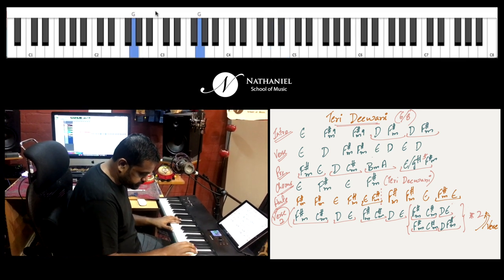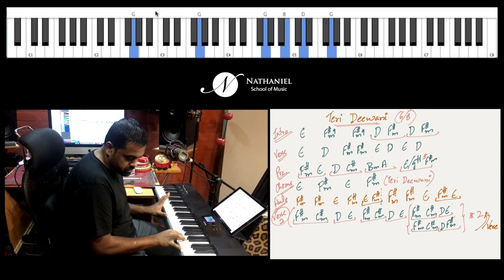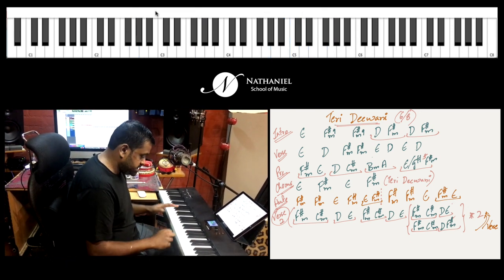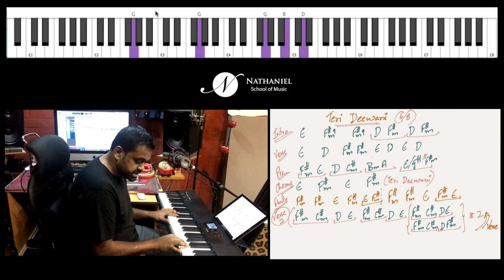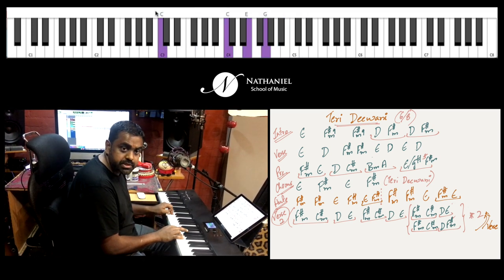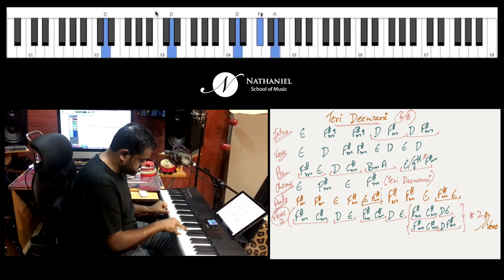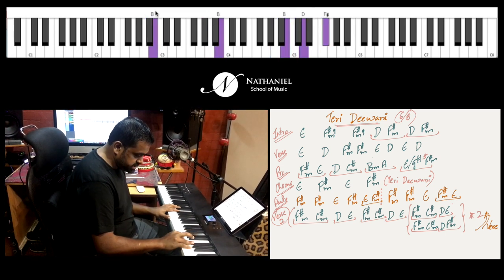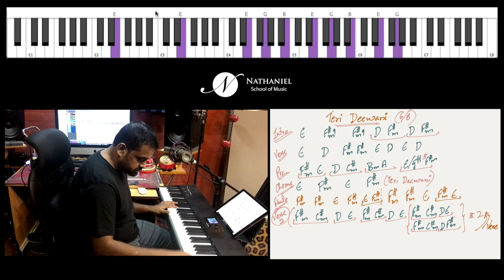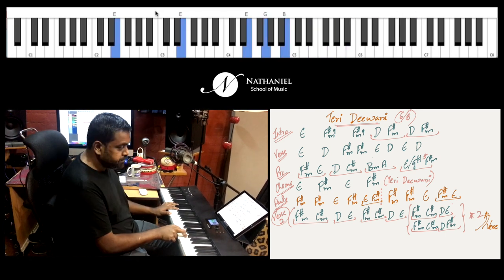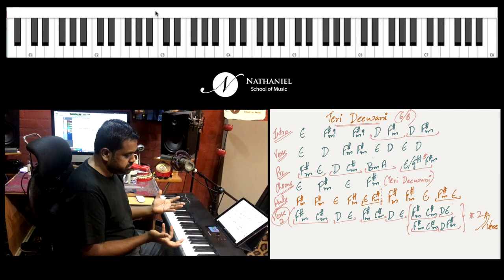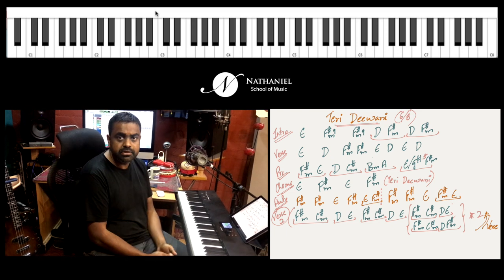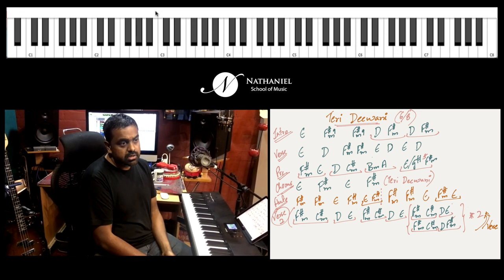G major has one sharp, which is F sharp, and then all the chords available are G major, which is the 1, C major, which is the 4, D major, which is the 5, then you have the 2 minor, which is A minor, B minor, which is the 3 minor, and E minor, which is the 6 minor. So with three major chords and three minor chords, you have a palette, a set of tools which you can use to make a song.